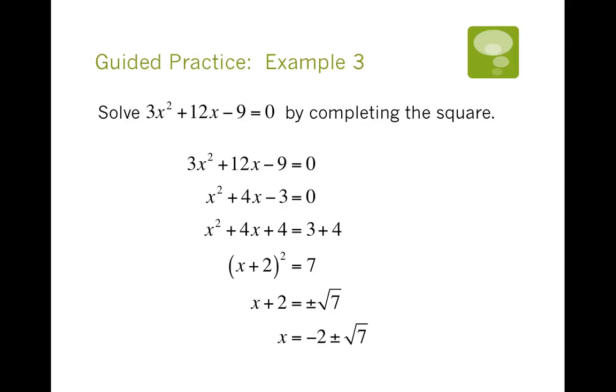Take the square root of both sides, so x plus 2 is going to equal plus or minus square root of 7. And then finally subtract the 2 to get x completely isolated and to get a solution of negative 2 plus or minus the square root of 7.